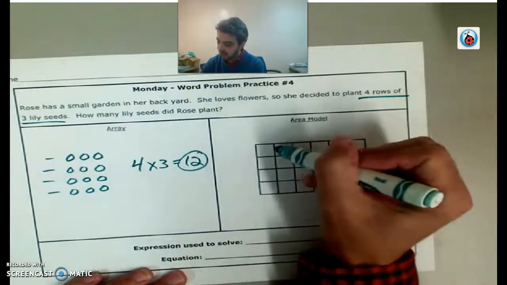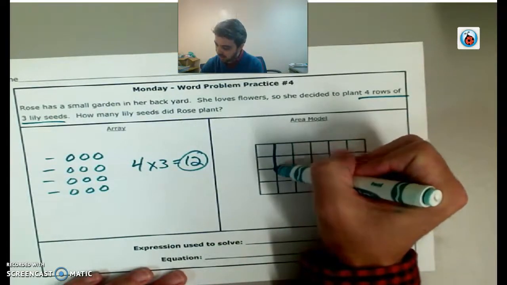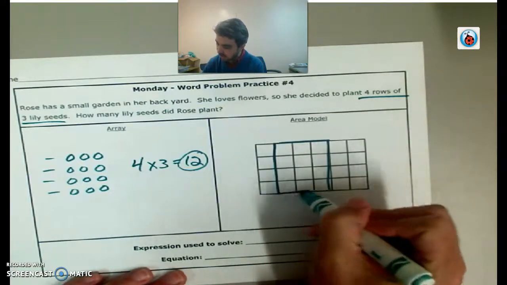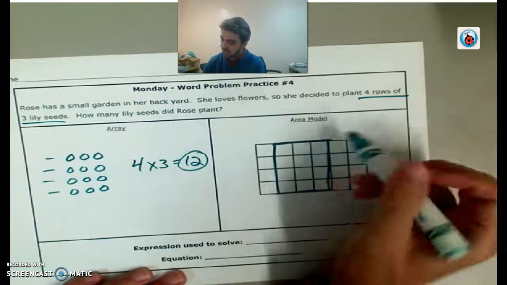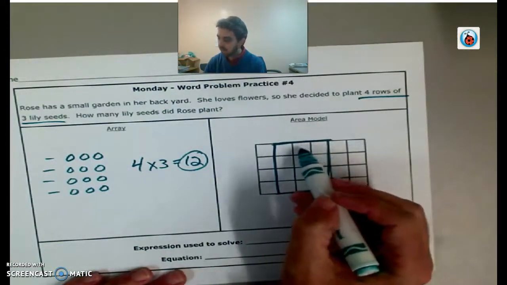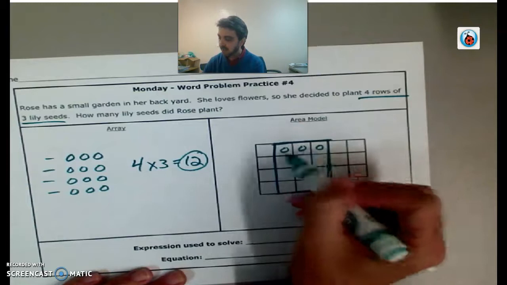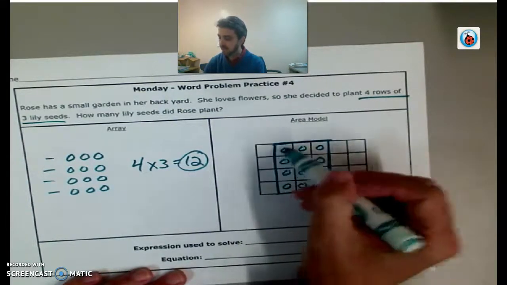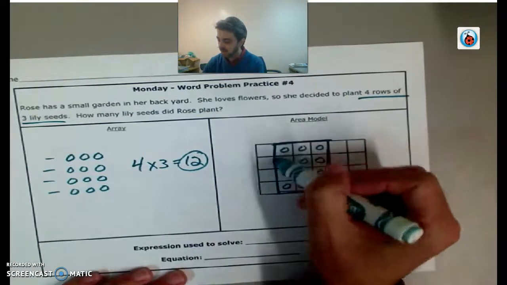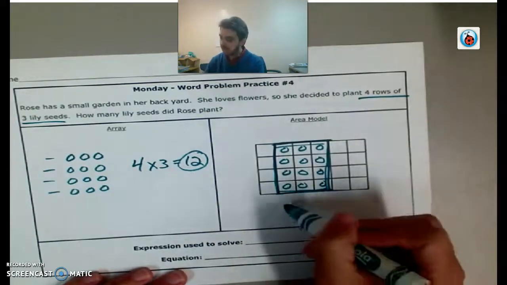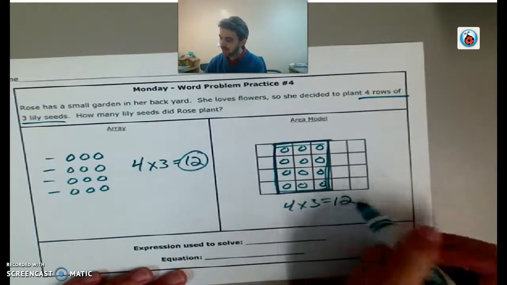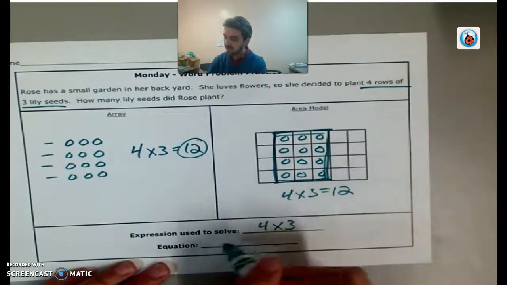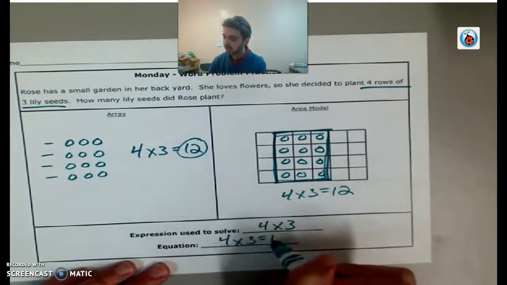All right, so your area model is very similar. You can start anywhere, but I would come down here, go like this. All right, so you can see I have one row of seeds, 2 rows, 3 rows, 4 rows. But the area model will be the whole square. Okay? All right, and again, you would have 4 rows of 3 equals 12. Okay, and our expression, 4 times 3, and our equation is 4 times 3 equals 12.